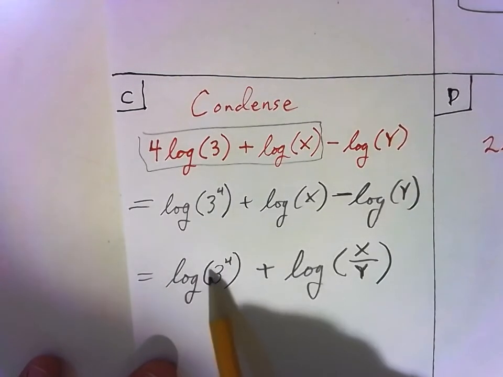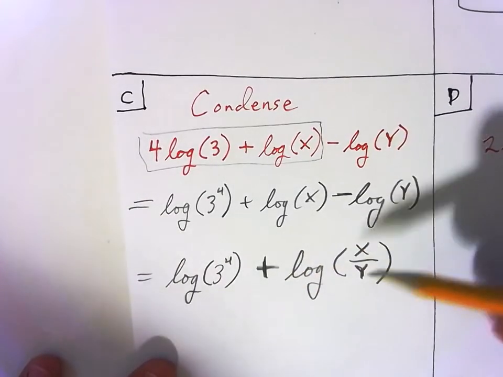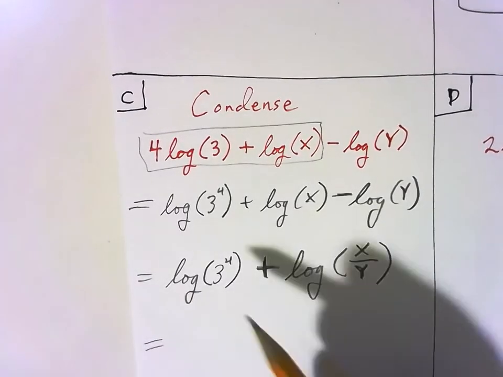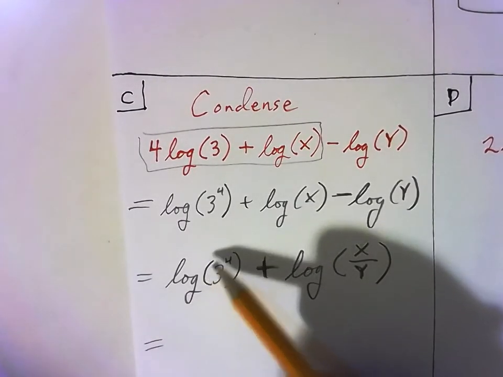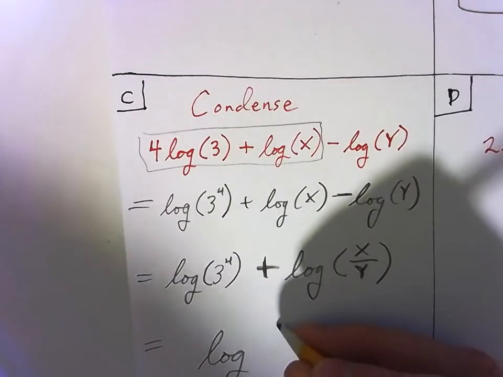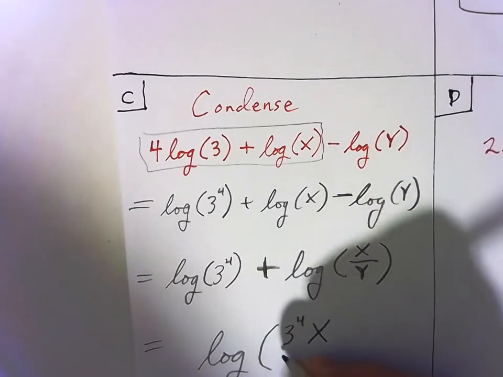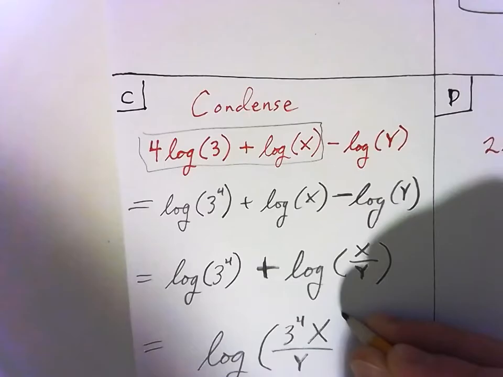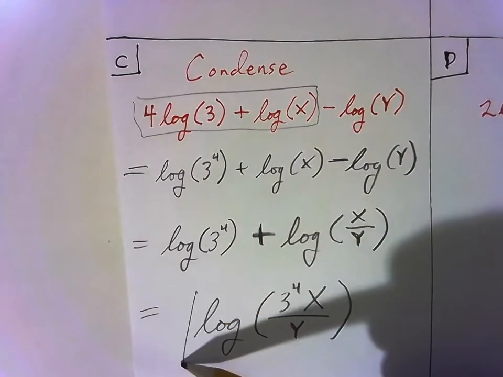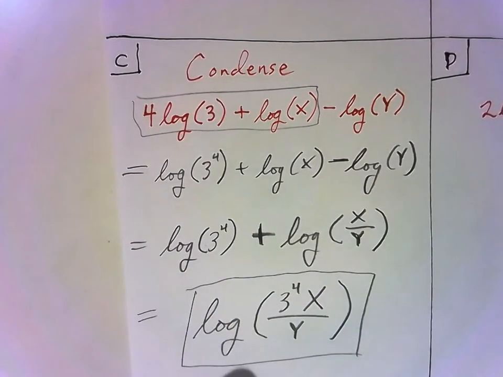And then log of 3 to the fourth plus log of that. We're assuming all these logs have the same base. It doesn't matter what it is. The 3 to the fourth is going to be multiplied with the x over y, which will mean it's going to be on the top. 3 to the fourth x over y. And that is all condensed into 1 log instead of 3 logs. Yay!